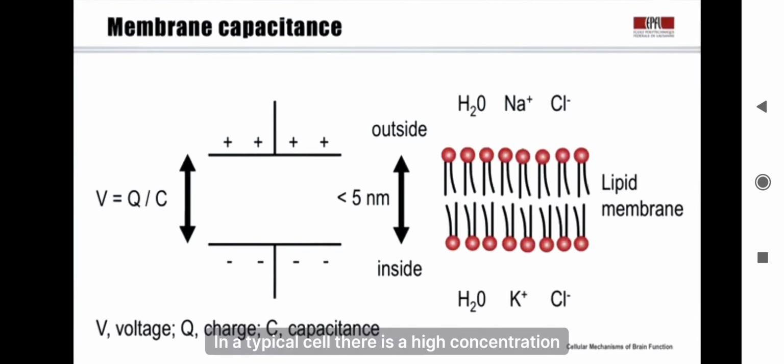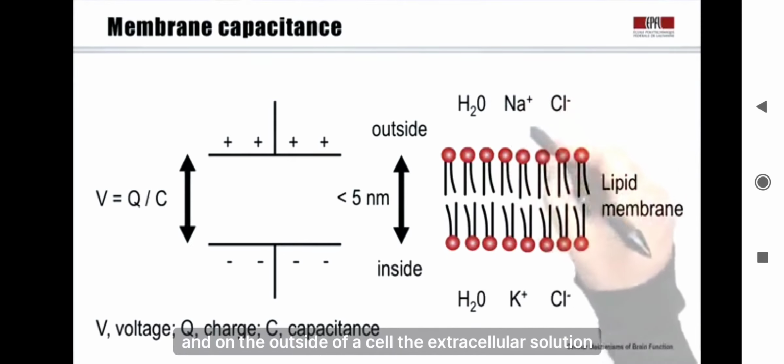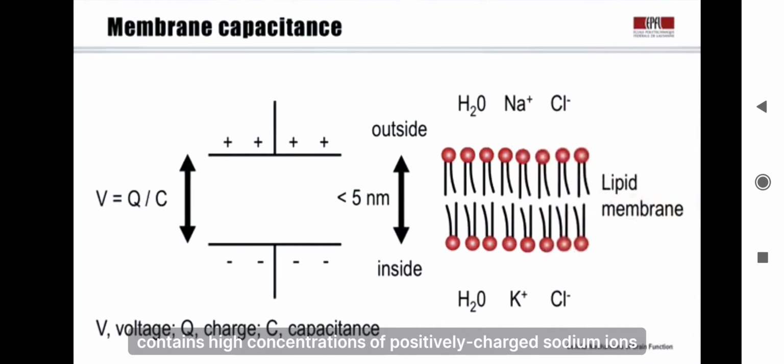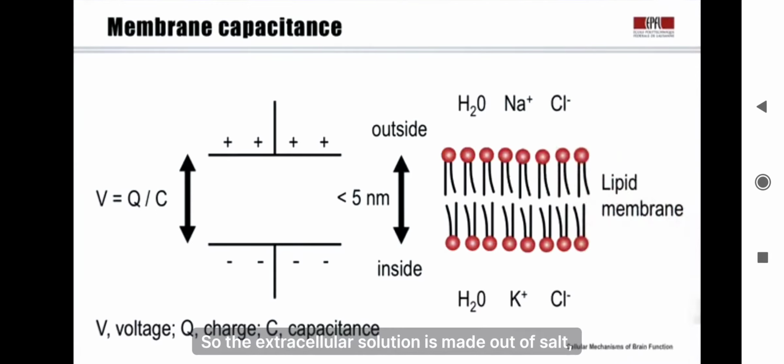In a typical cell, there is a high concentration of positively charged potassium ions on the inside of a cell, and on the outside of a cell, the extracellular solution contains high concentrations of positively charged sodium ions and high concentrations of negatively charged chloride ions. So the extracellular solution is made out of salt, just like the salt that we use in the kitchen.